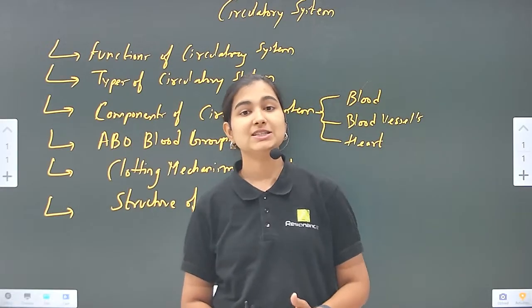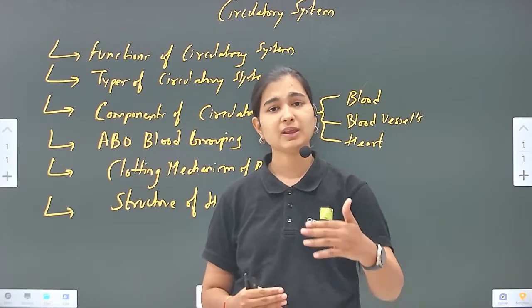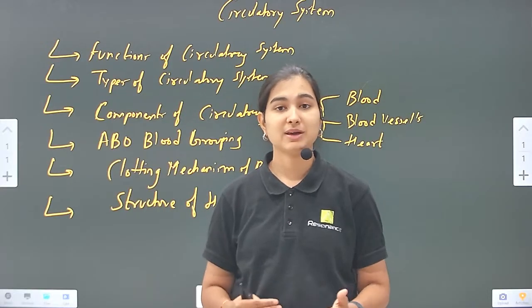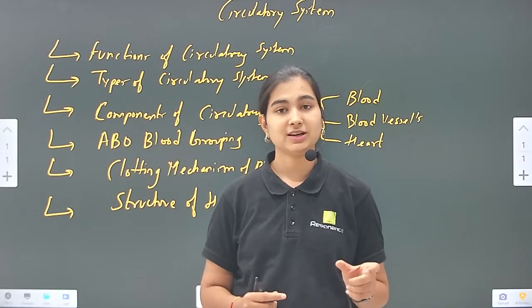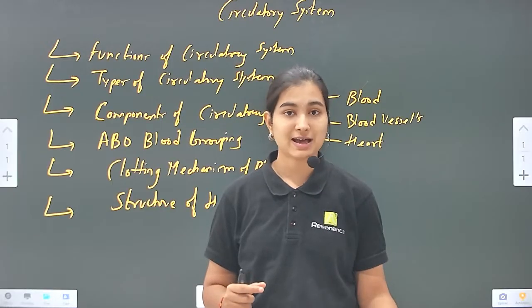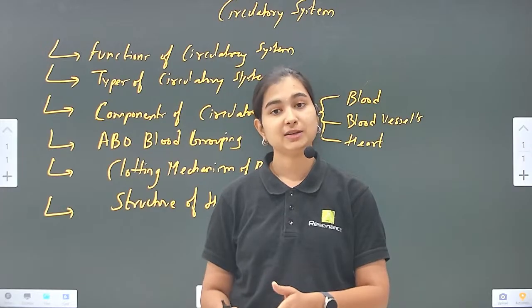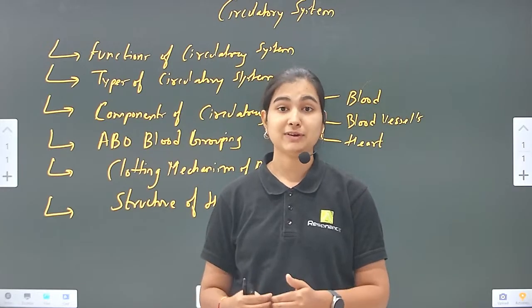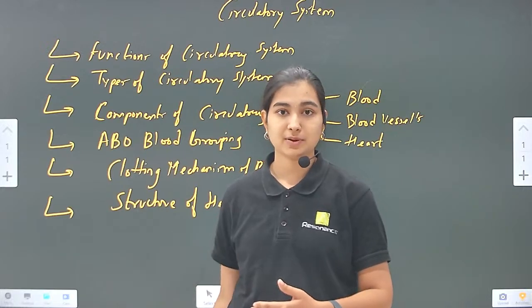Now the arteries carry the blood away from the heart, and the veins carry it towards the heart, with few exceptions. Okay, here you can see that the arteries are thick-walled, they don't have any valves, and the lumen is narrow, whereas the veins have what? Thin walls, okay, and they have valves to prevent the backflow of the blood. Now here we will be discussing the internal structure of the heart.